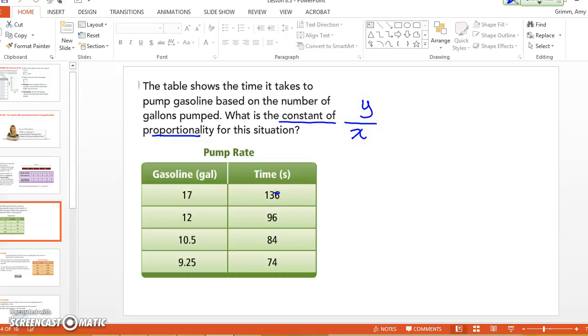James? 8. And it has to be 8 on each one. So if I put 136 over 17, it equals 8. If I put 96 over 12, it has to equal it on each one. And so my constant of proportionality would be 8. Does that make sense? Yeah. Okay. Makes a lot of sense. Good. Because they get a little harder.